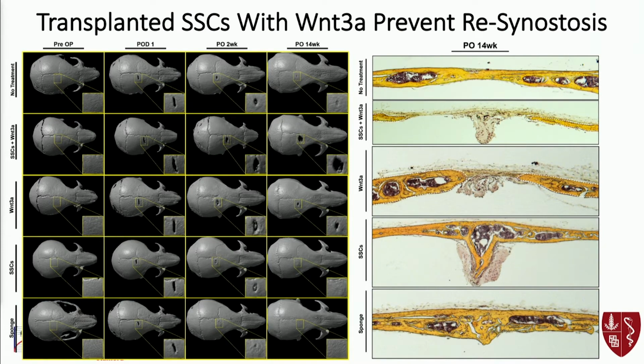After 14 weeks postoperative, we found that the SSCs alone, sponge alone, no treatment, and the Wnt3a groups refused or nearly refused, respectively, over this period. However, those treated with SSCs and Wnt3a remained relatively patent during this time course, suggesting a synergistic relationship between the Wnt3a and SSCs transplanted into this suturectomy site.